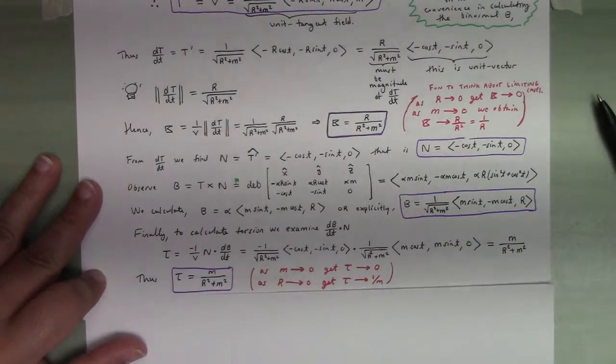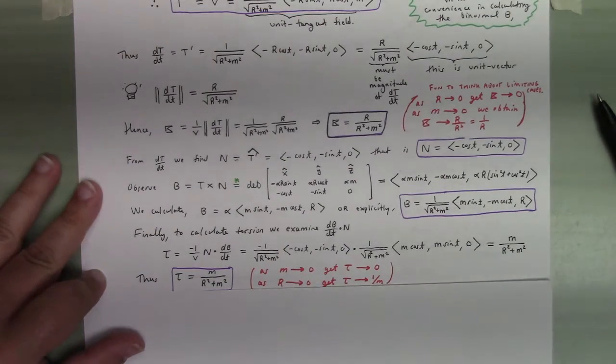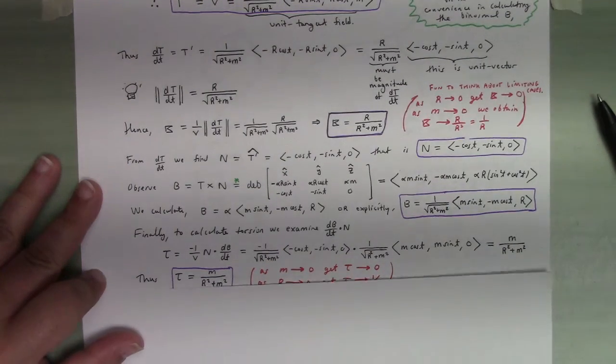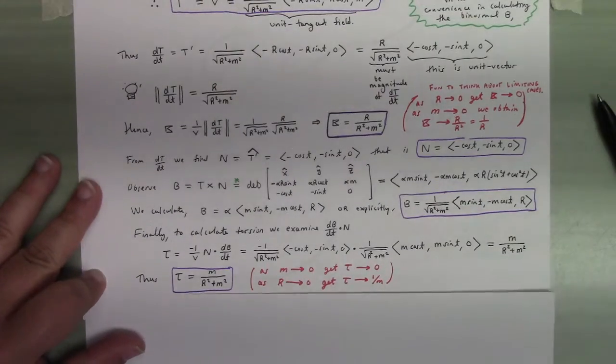On the other hand, if you think about fixing m and letting r go to 0, you'll get that torsion goes to 1 over m, and that also in a certain sense makes, well, I have not a lot of intuition for the second line, but there it is.